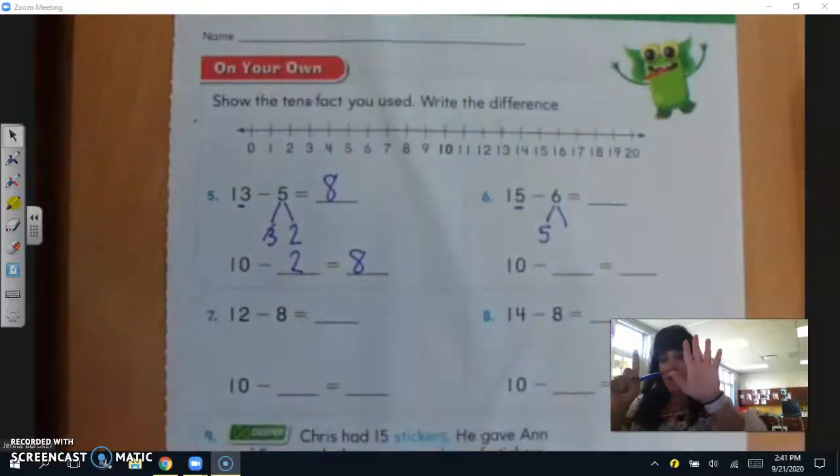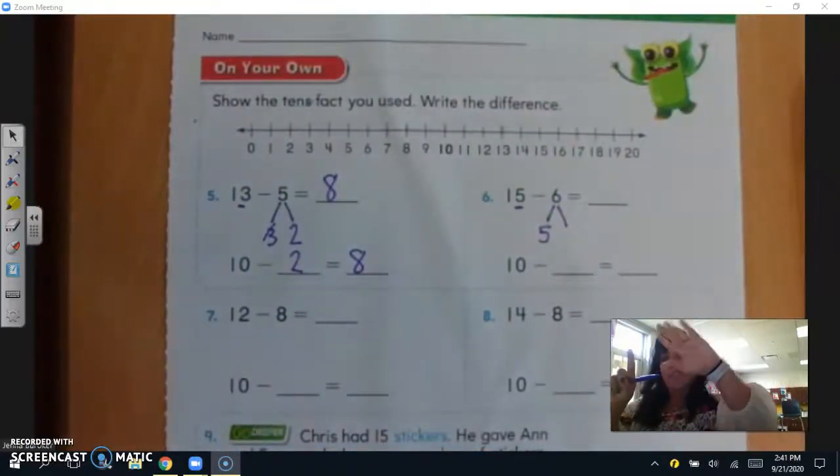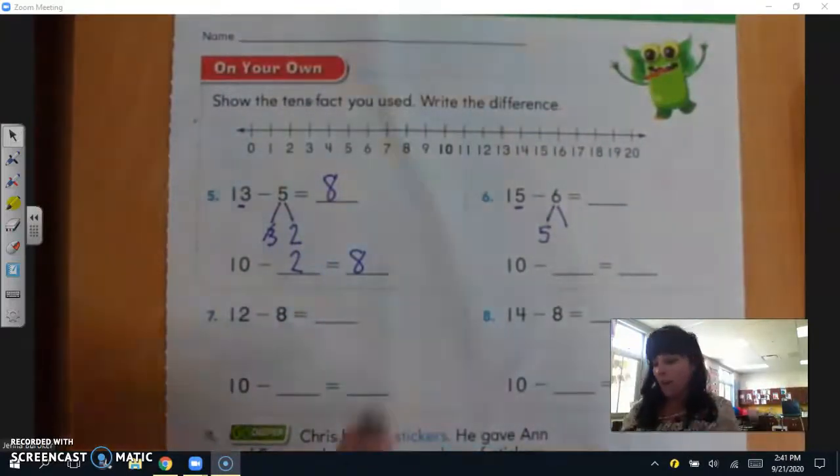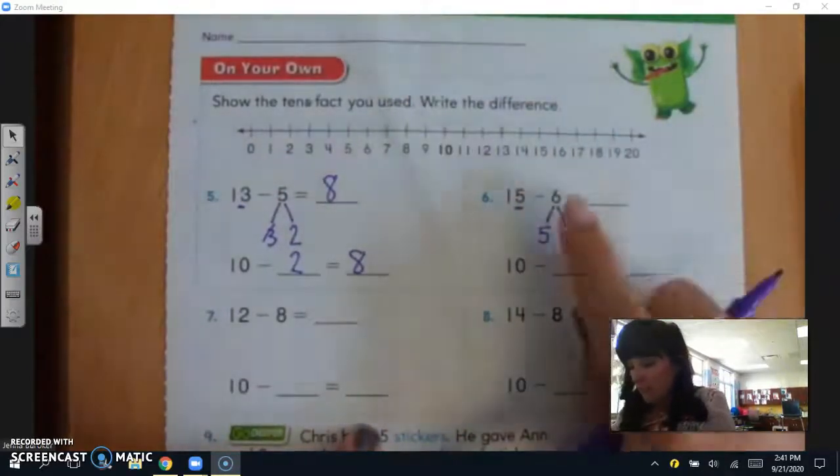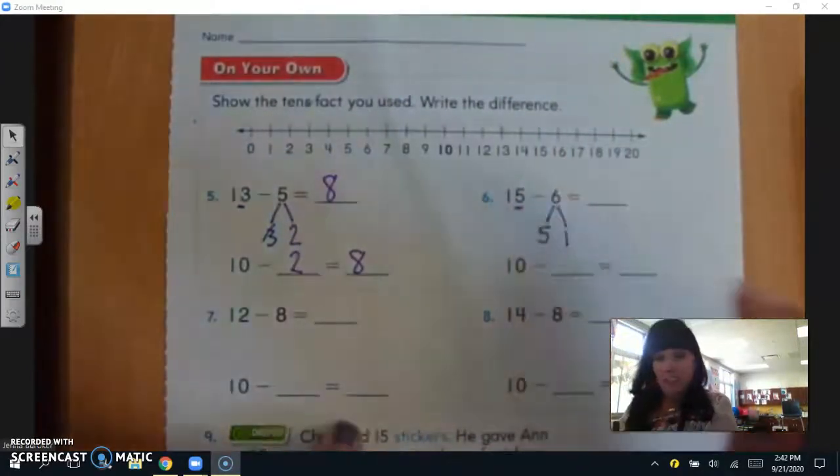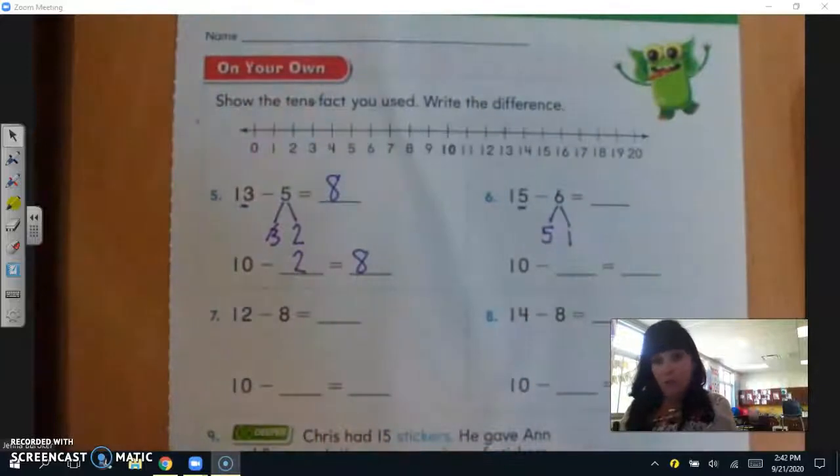So if I have 6 fingers, I broke it up into 5, so I'm going to take 5 of those away. I have 1 left. So we're breaking up 6 into 5 and 1. 5 plus 1 equals 6, right? It's the same number, just broken up.